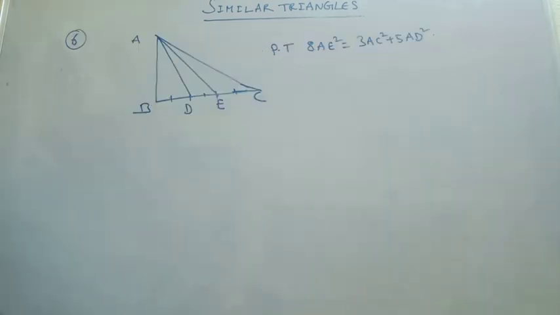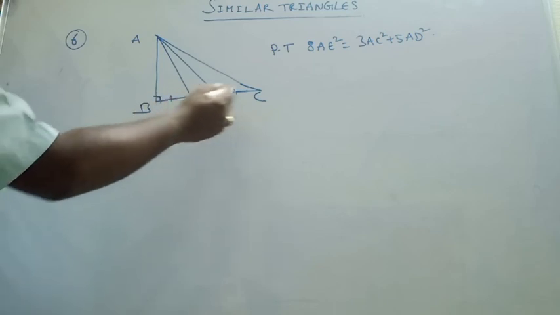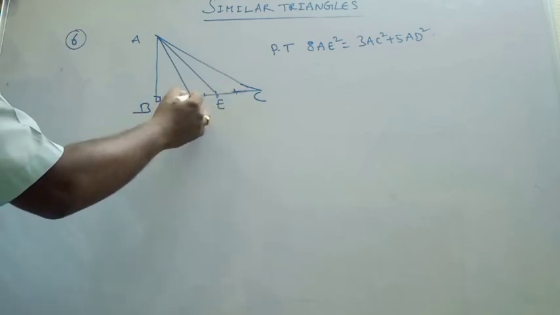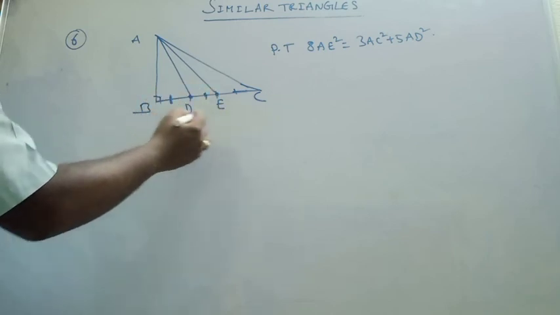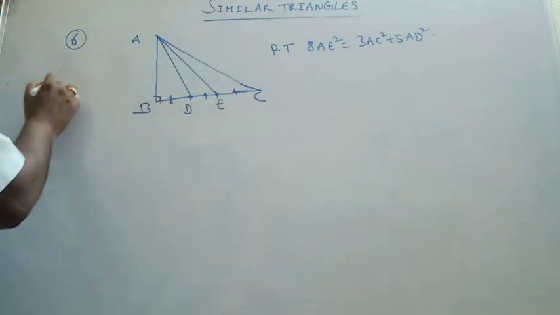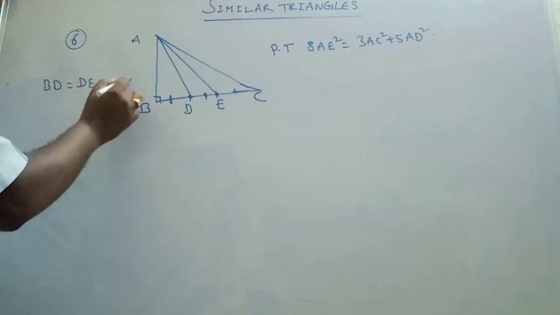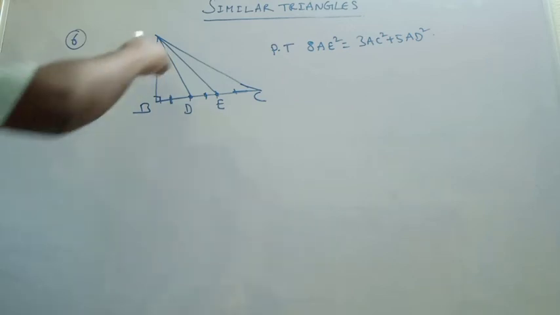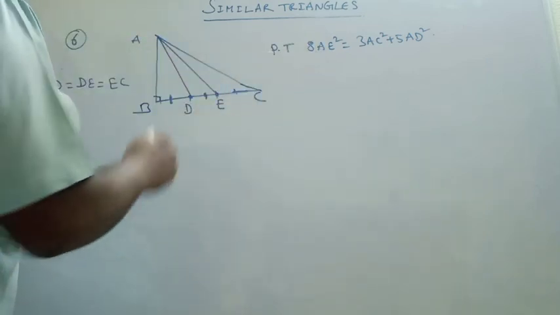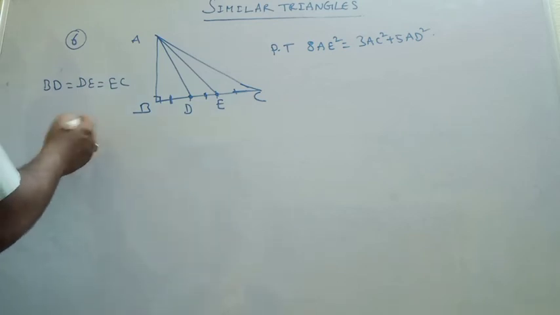Now see, my dear students, this sixth problem: we have triangle ABC, right angled at B, and D, E are the points of trisection. Trisection means D and E divide BC into three equal parts. That means BD is equal to DE is equal to EC. Then prove that 8AE square is equal to 3AC square plus 5AD square. How are we going to do this?